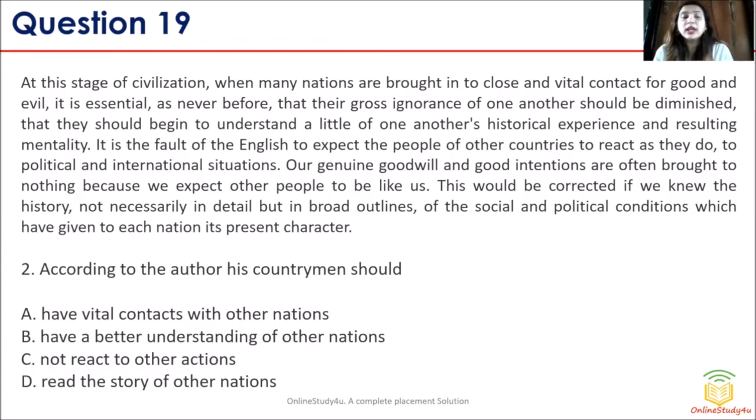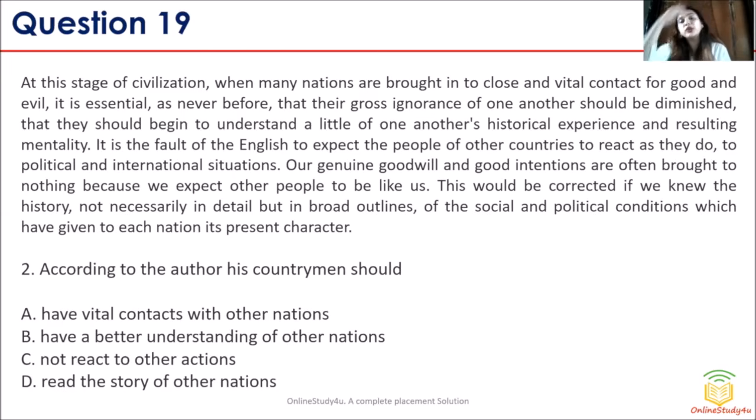According to the author, his countrymen should have vital contacts with other nations. So if you see, the word vital is the same, but understand if the context is the same. At this stage of civilization, when many nations are brought into close and vital contact for good and evil, it is essential as never before that their gross ignorance of one another should be diminished. Okay, have a better understanding of other nations, not react to other nations, and read the story of other nations.